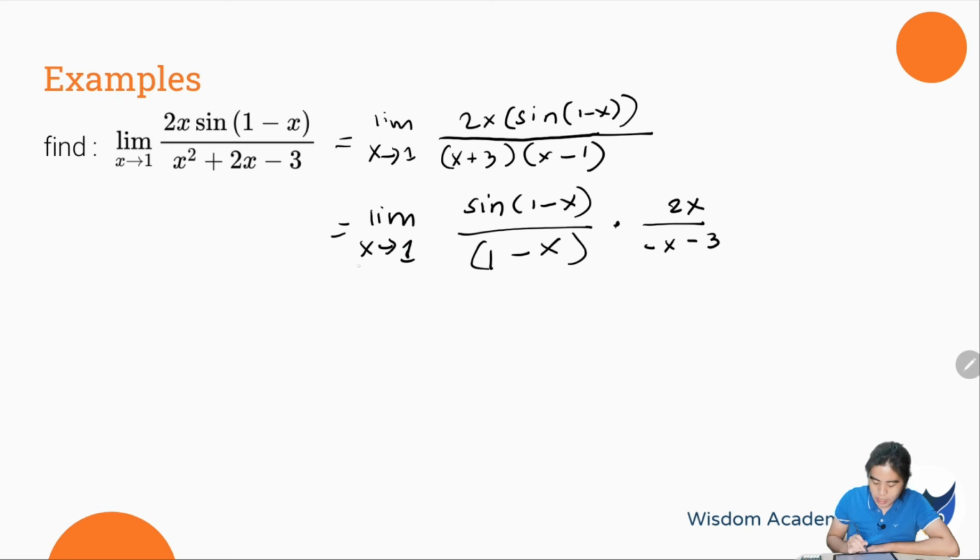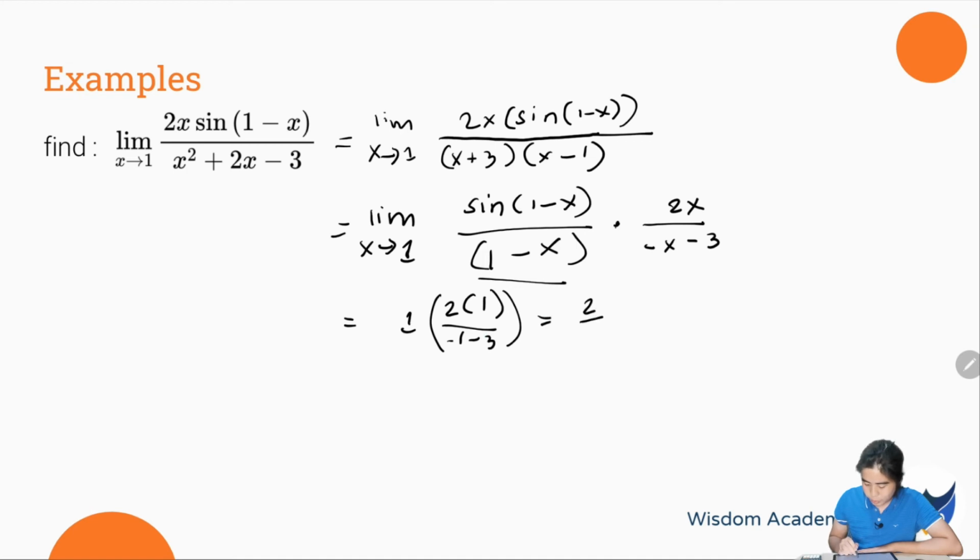Hindi kailangan lagi na limit of x approaches 0 yung theorem na pinakita natin kanina. Since ang kailangan lang, pareho yung nasa loob ng sine at sa denominator, and magre-result siya sa 0 over 0. So, in this case, mag-apply yung theorem natin kanina. So, this will be equal to 1. Tapos, 2 times 1 over negative 1 minus 3, which will be equal to 2 over negative 4, negative 1 half. So, yun ang sagot natin dito.